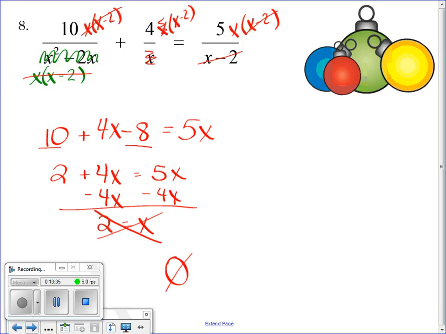So is it possible that you get 2 answers and they both work? Is it possible you get 2 answers and only one works? Is it possible no answers work? Yes. Okay, so just so you're aware, you need to make sure you're checking. That is correct.